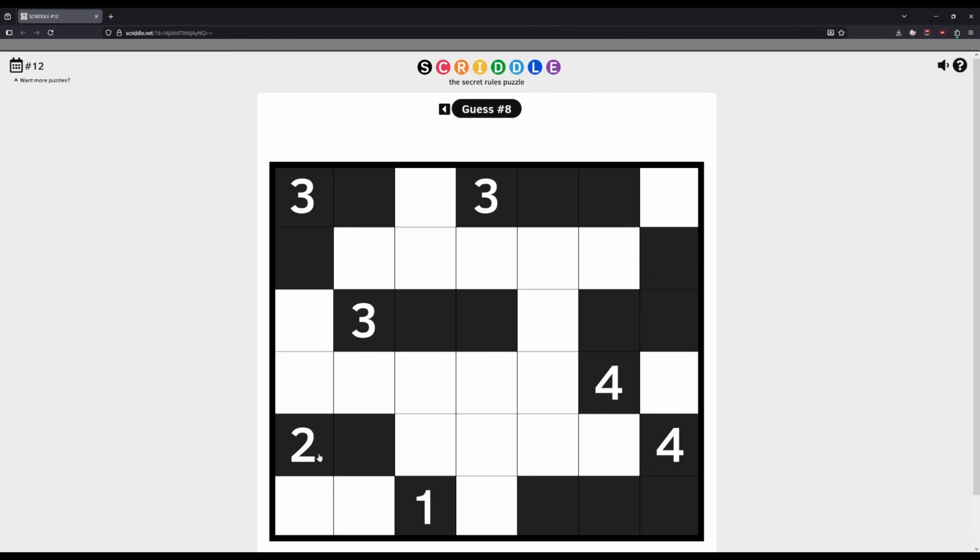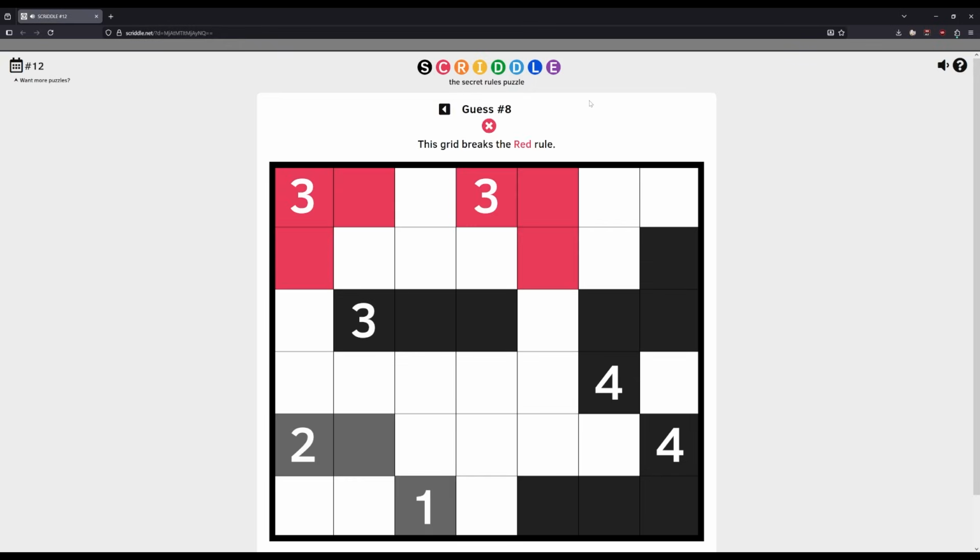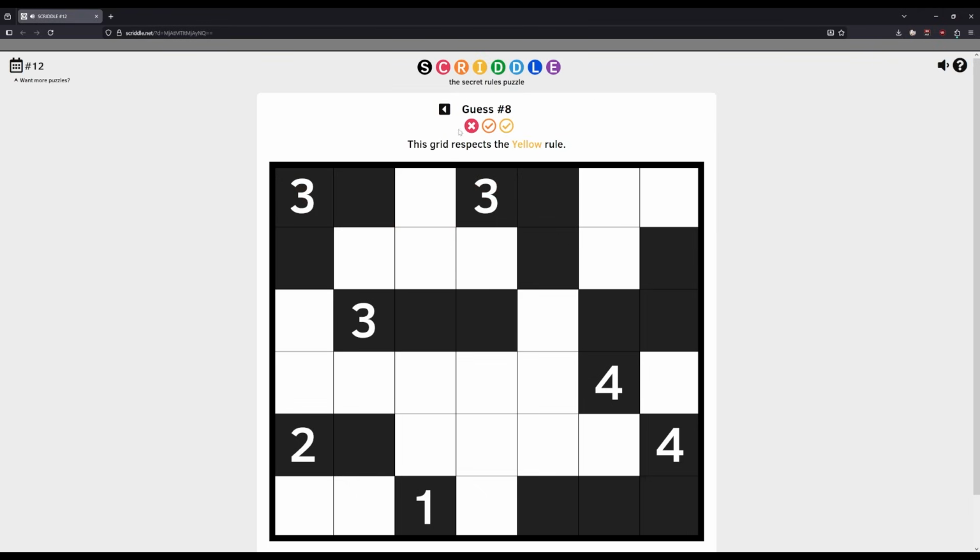So the 2 kind of has to go east. I mean, maybe not, but I think the 4 definitely can't reach it. The 3 could reach it, but not without violating the 2. I think I'm not crazy here. I think this 3 has to be like this. I don't think it can be any other way. Let's do this and see what we get. Okay, we're still breaking the red.